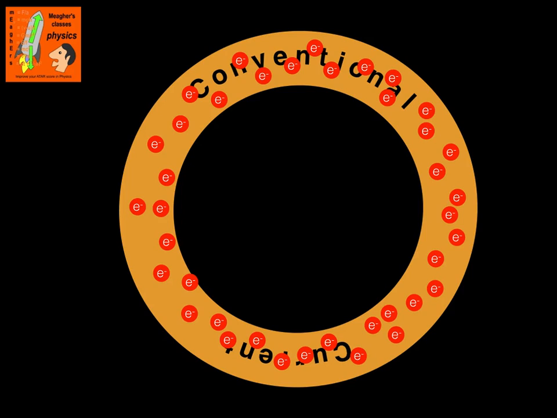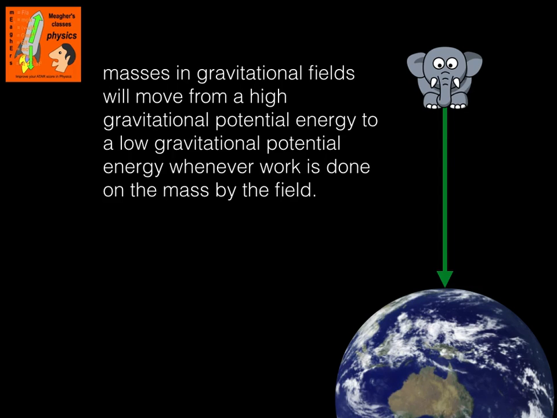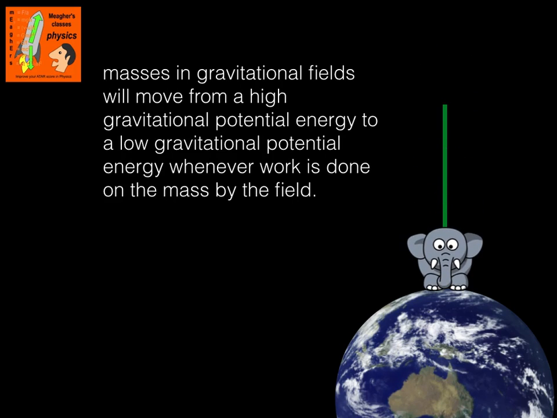So to look at this concept of conventional current, I'd like to again go back to looking at gravitational fields and how we define things in gravitational fields. Now remember, we said that when a mass in a gravitational field spontaneously moves, when the field does work on that mass, it'll move in the direction that the field line indicates. So the mass in this instance is falling toward the Earth, and it has work done on it by the field. It's moved from a higher gravitational potential to a lower gravitational potential.